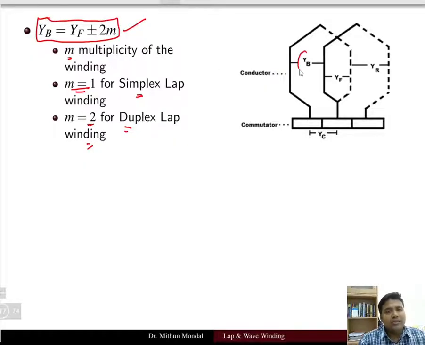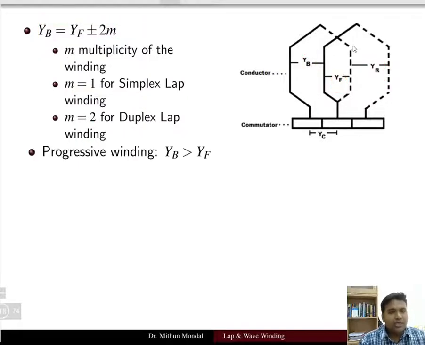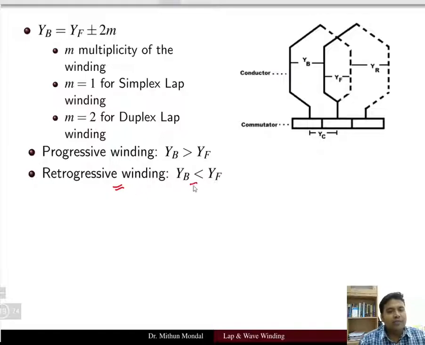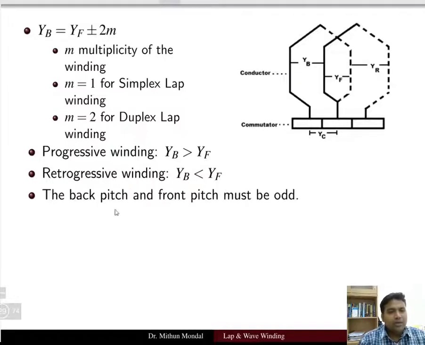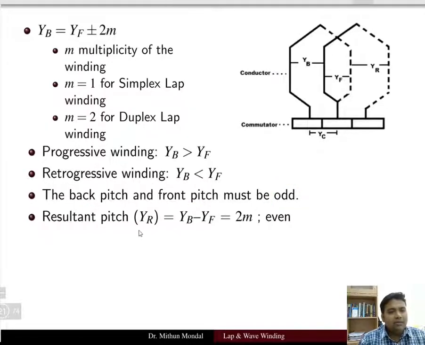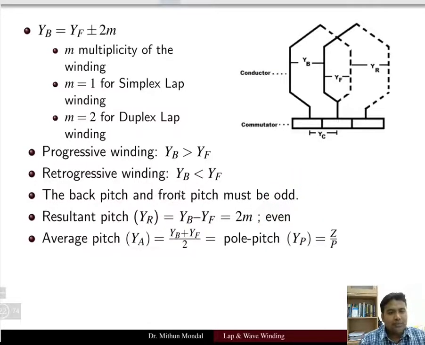So here you can see it is a back pitch, this is front pitch, and you have the resultant pitch. So if you have a progressive winding, then your back pitch will be more than the front pitch. If you have a retrogressive winding, then your back pitch will be less than the front pitch. The back pitch and front pitch in the lap winding is always odd, and the resultant pitch is the difference of the back pitch and front pitch, and since both are odd, it will be even. So resultant pitch will be even.